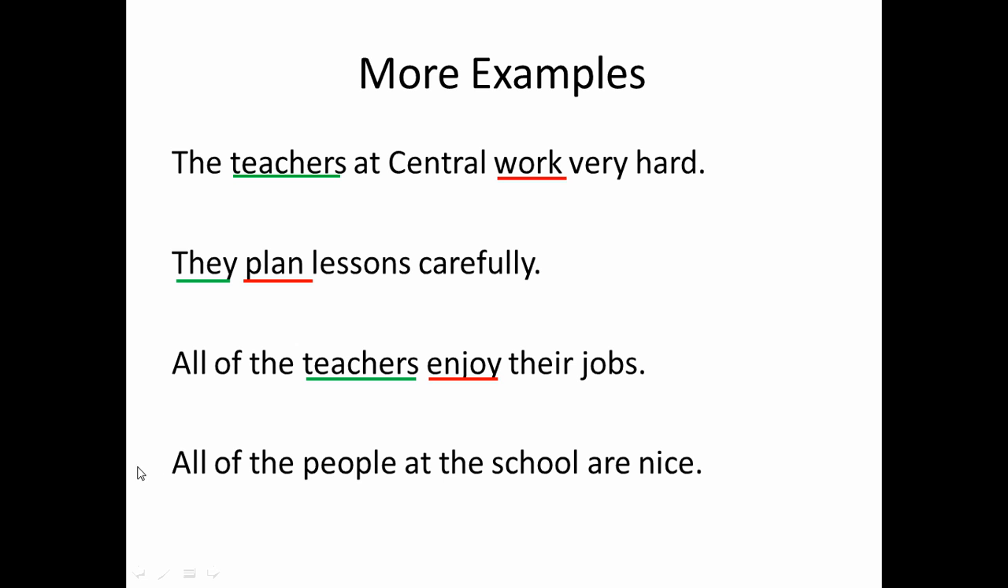Last one. All of the people at the school are nice. Who or what are we talking about? In one word, the main noun is people. And in this case, there isn't an action that the people do, but there is a state of being verb in the sentence. And that state of being verb is the word are. It connects people to nice. People are, and then nice. So as you can see, this is no action, but it is a verb. It's a state of being verb. This is our only verb, our main verb in the sentence.